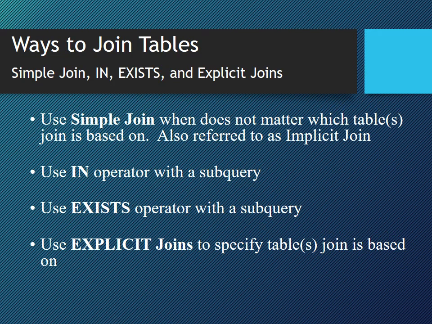There are several ways to join tables. We will talk about 4 ways in this class: using a simple join, using a subquery through the use of the IN and EXISTS operators, and using explicit joins to specify the type of table join. Most of the examples in your textbook are simple joins. It becomes a preference for which type of join you like most.